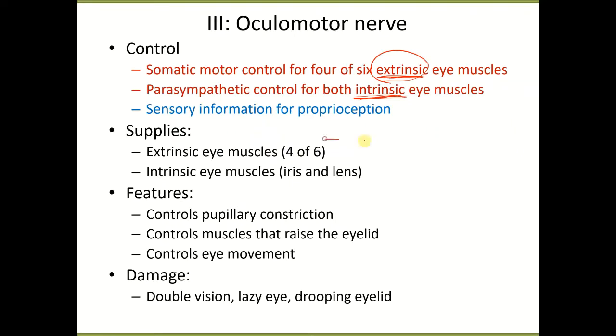So that's what we supply, our extrinsic eye muscles and our intrinsic eye muscles. What does our oculomotor nerve control? Well, pupillary constriction, right? That's our intrinsic eye muscles. It'll help control eye movement, and interestingly, because we control eye movement, we'll also control the position of our eyelid too. So if you paralyze this oculomotor nerve, you're not going to be able to see very clearly. You're going to have double vision. You might not be able to control one eye, resulting in something called lazy eye, where one eye doesn't quite look at the same thing as the other one does, and your eyelid might droop. Just depends on exactly what the damage is.